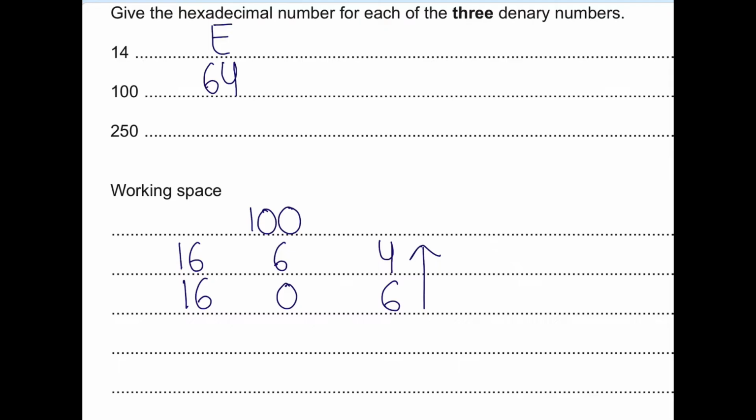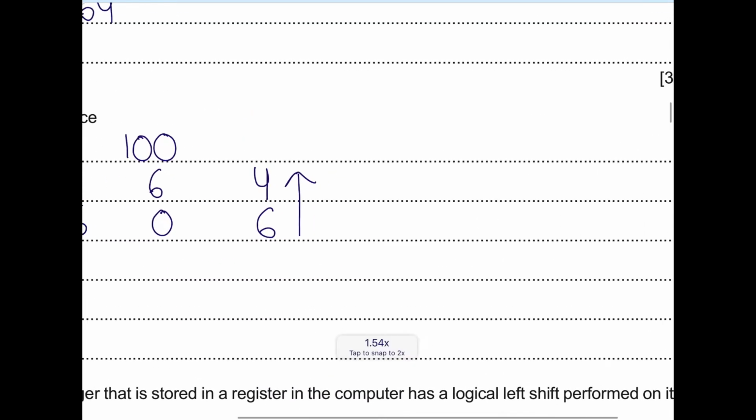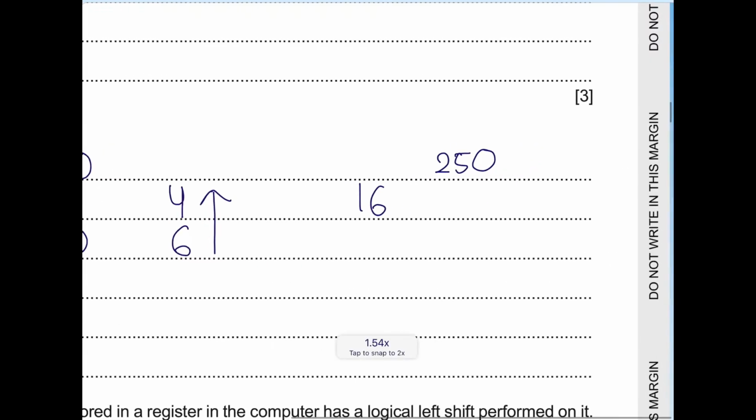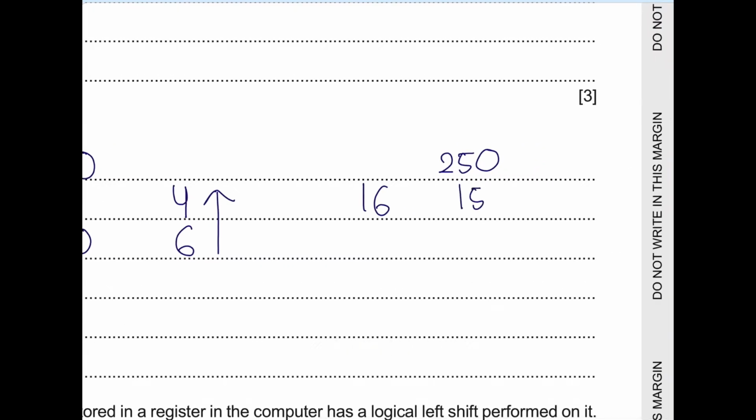Alright, now the last number is 250. Again, 16 times 15 is 240. When I do 250 minus 240, it gives me 10. Obviously, I cannot multiply any whole number with 16 to get 15, so I would write 0, and 15 would come here.